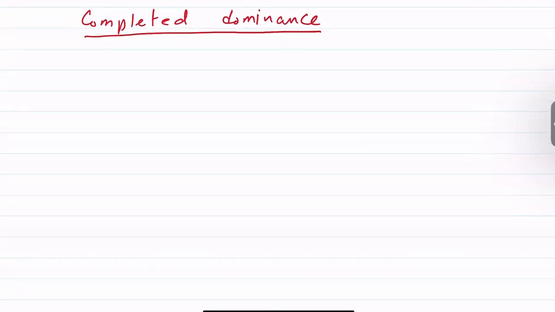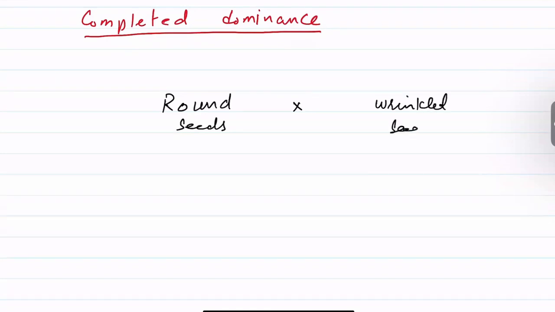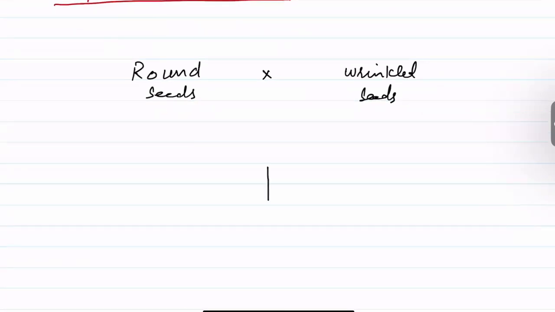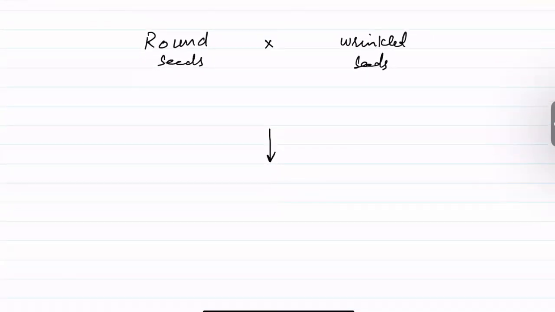Complete dominance. If a pure breed plant for round seeds is cross-pollinated with another plant pure breed for wrinkled seeds, the offsprings produced are all with round seeds. Okay, and is known as an F1.